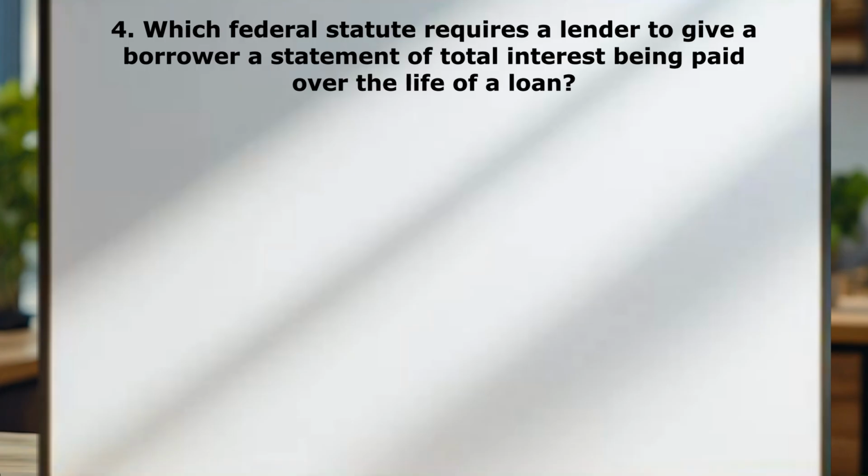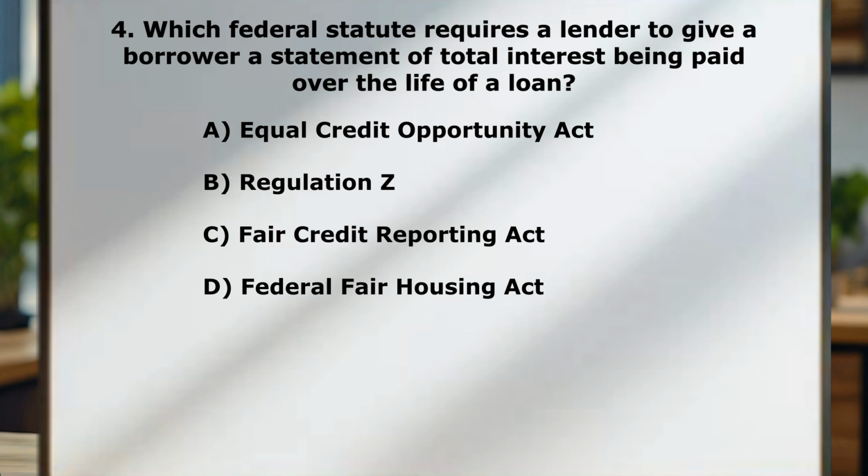Question number four, which federal statute requires a lender to give a borrower a statement of total interest being paid over the life of a loan? A, Equal Credit Opportunity Act. B, Regulation Z. C, Fair Credit Reporting Act. D, Federal Fair Housing Act. The correct answer here is Regulation Z.